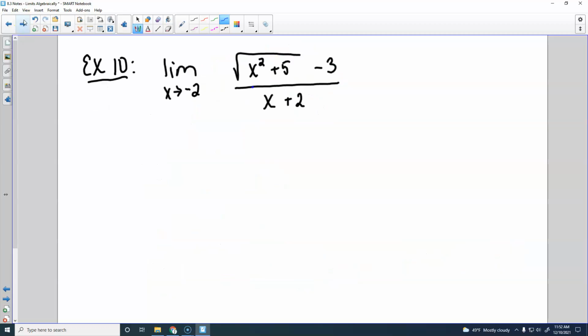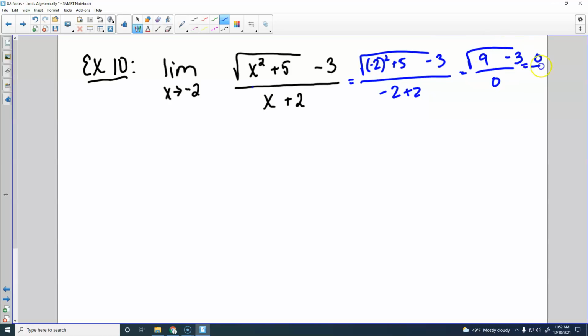Okay, here's another one. This one's even a little bit more complicated because it has an x squared. If we plug in negative 2, we will get, I should do this every time, I usually forget, negative 2 squared plus 5 minus 3 over negative 2 plus 2. You're going to get 4 plus 5 is 9, square root of 9 minus 3 over 0. That ends up being 0 over 0. So you're going to have to try something else.